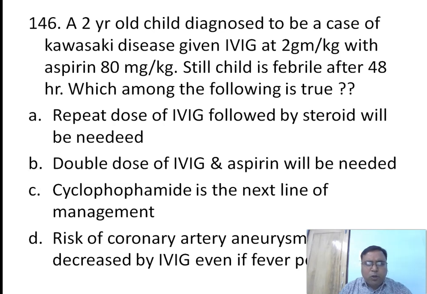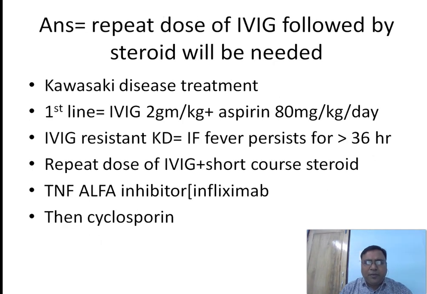Repeat dose of IVIG followed by steroid will be needed. True or false? Double dose of IVIG and aspirin will be needed. True or false? Cyclophosphamide is the next line of management. True or false? Risk of coronary artery aneurysm is decreased by IVIG even if fever persists. Is it true or false? Among these 4, which one is correct? The answer is repeat dose of IVIG followed by steroid will be needed.